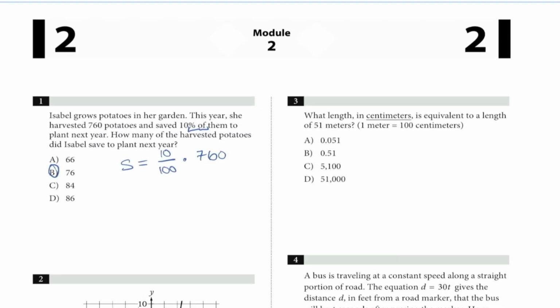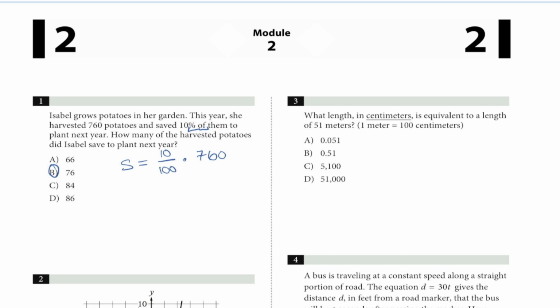Okay, so number 3. What length in centimeters is equivalent to a length of 51 meters? And they do tell us that 1 meter equals 100 centimeters. I believe that the CAS calculator can do this really well. I always say that if it's a unit that you know, the calculator can probably do the conversion. If you are unaware of what that certain unit is, then you probably will have to do it by hand using dimensional analysis. This is a very easy one.